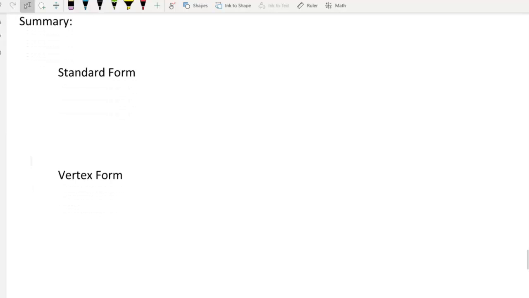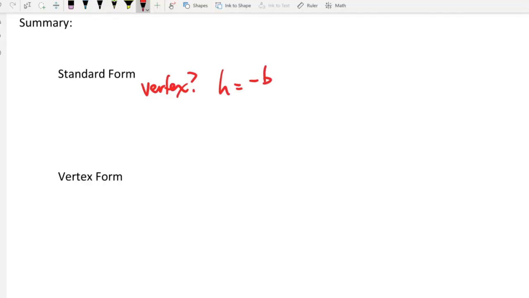Let's summarize what we've learned in this lesson. Standard form. The key idea is where's the vertex. The h coordinate can be found using the formula -b over 2a. The k or y coordinate comes from plugging or substituting the h value into the original equation.